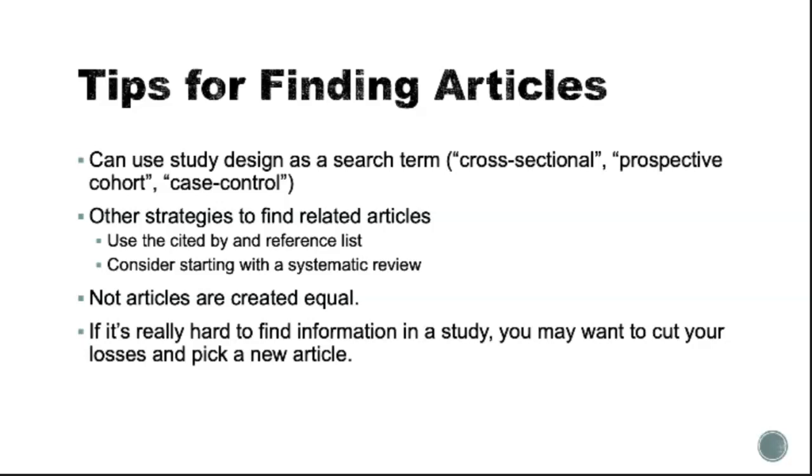I want to point out that not all articles are created equal. Some articles are written really well. They're easy to read. It's easy to find information. If you're really struggling to find the information you need in an article, pick a new one. There's going to be information and articles out there that will be relevant to your research question. Don't feel like you're stuck with an article just because you pulled it up in PubMed.